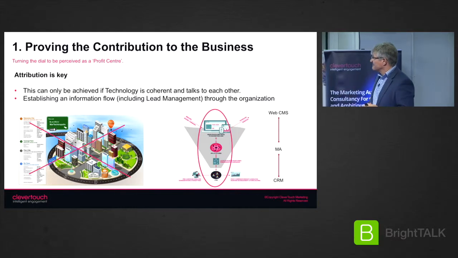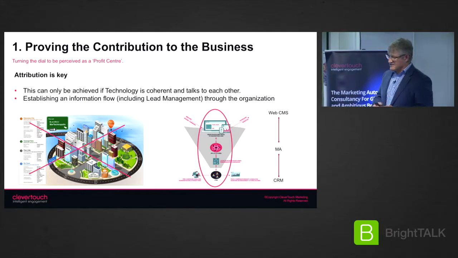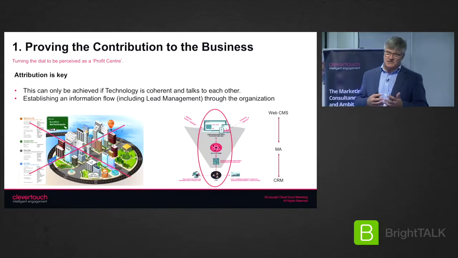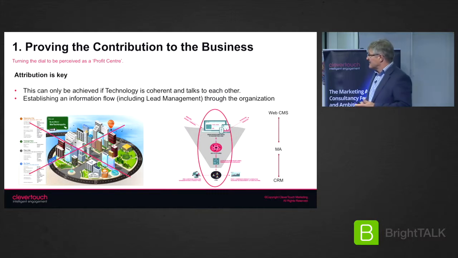So, first one, proving contribution to the business. So we like to think of marketeers as changing from the back office to the boardroom. Marketing are becoming way more relevant now as people are starting to interact more digitally with your content and starting to track that engagement.